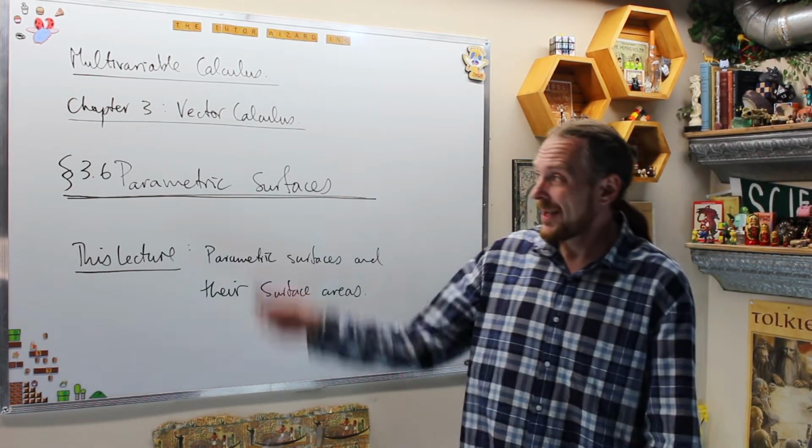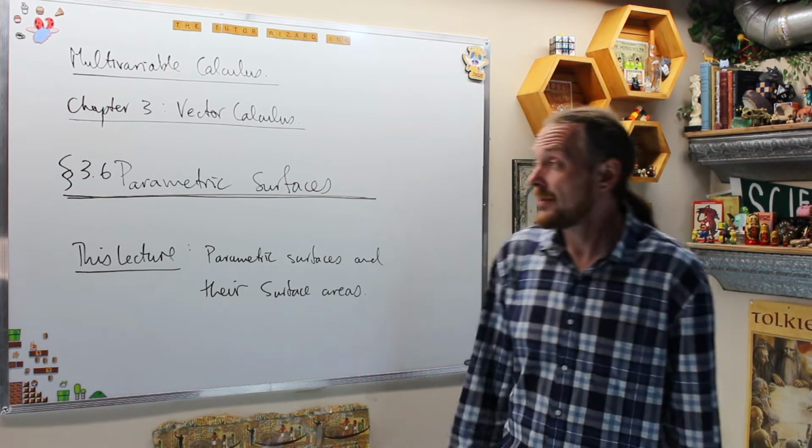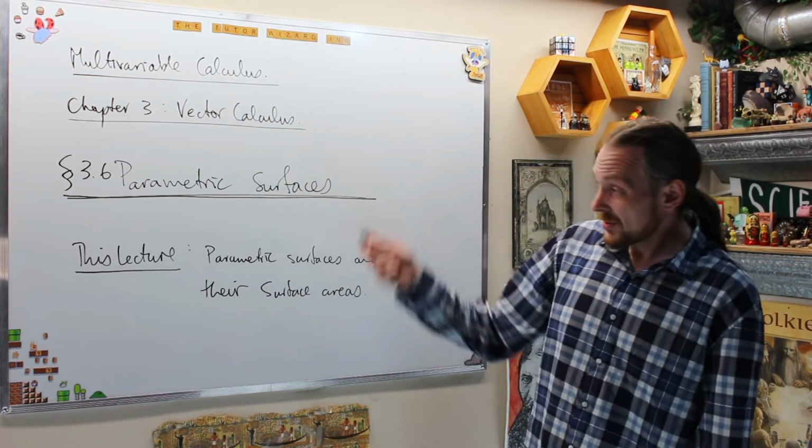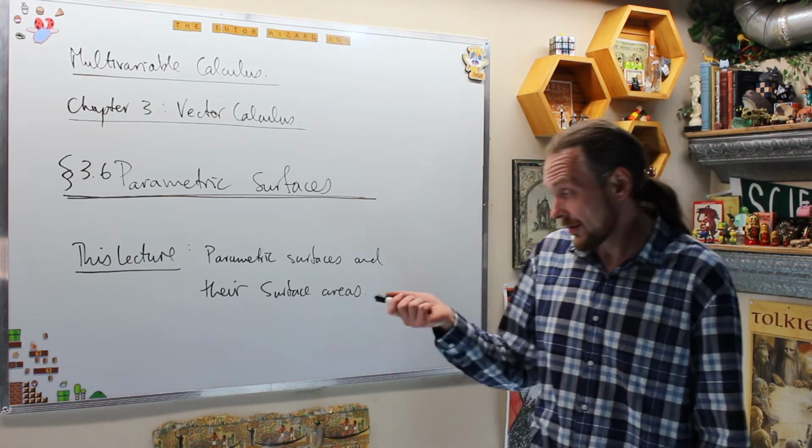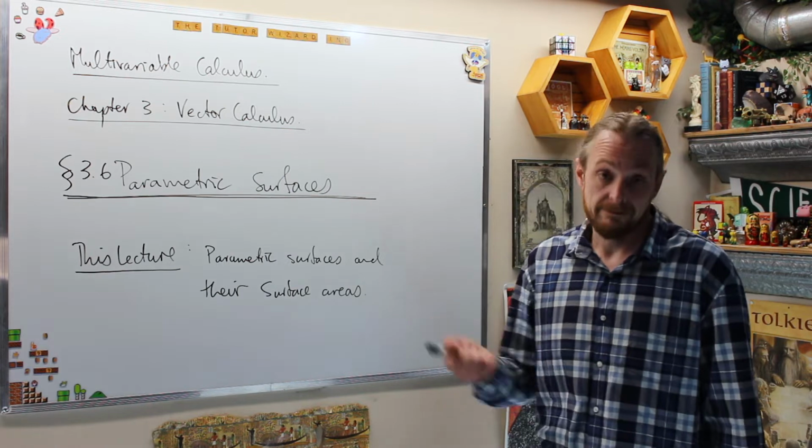Today we're doing multivariable calculus. This is chapter 3, vector calculus, and we're doing 3.6, which is parametric surfaces. This lecture we're going to do parametric surfaces and their surface areas. Let's do that.